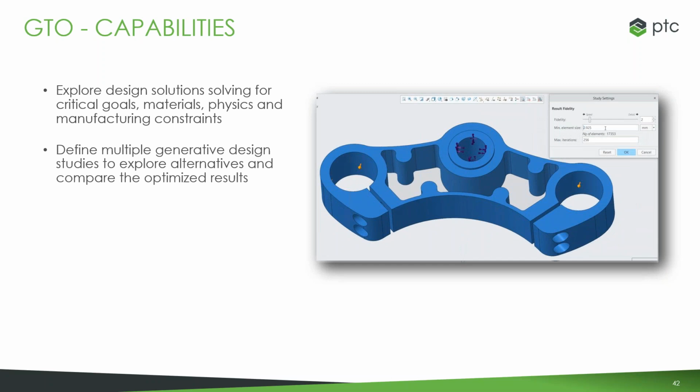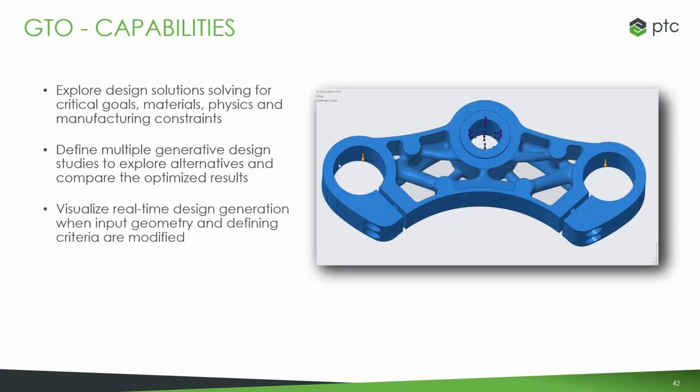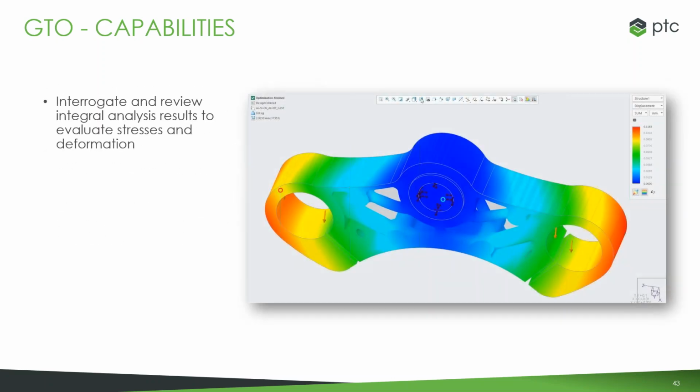It really allows you to try out a lot of different generative design studies to explore all the different kinds of design alternatives. And you're able to visualize all that generation in real time, even if you're modifying the input geometry or any of the design criteria. So it helps us to really see exactly what type of geometry we can build out without knowing exactly where we're going from the start.